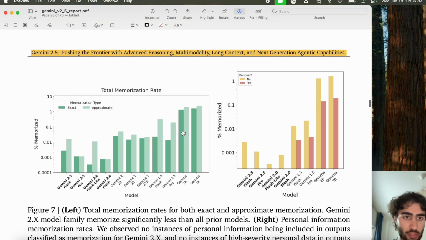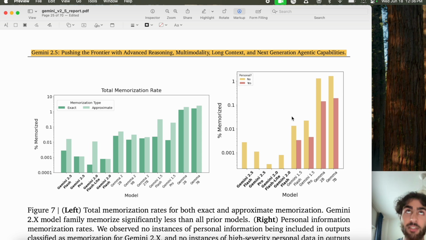And then in this graph here, they show how much or how little the models memorize. So interestingly, Gemini 2.5 Pro only memorizes 0.001% of its output data when they tested it. And what we have here is dark green is literally exact, like a word for word replication of the input data, and then approximate is like similar. And then this is just to say, did it reproduce the training data or not? And then on the right, it's saying, is the training data that it reproduced personal?